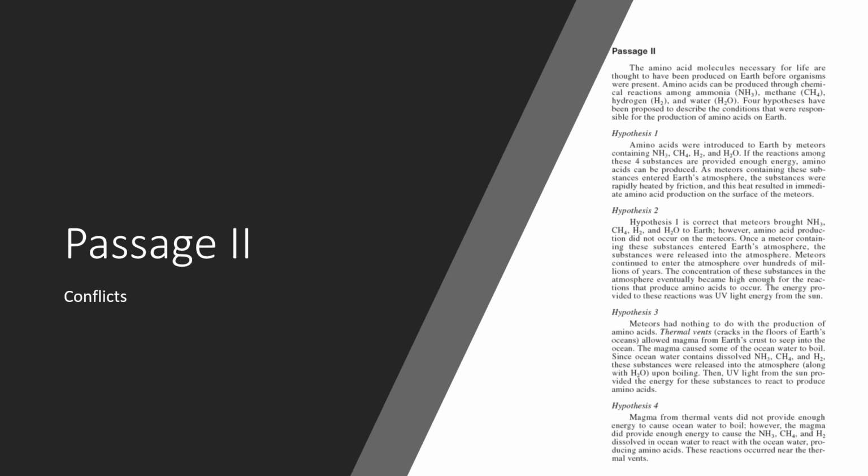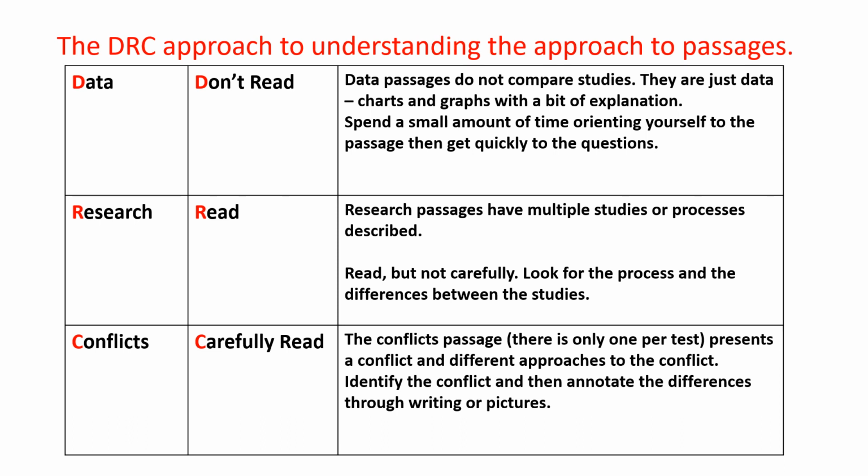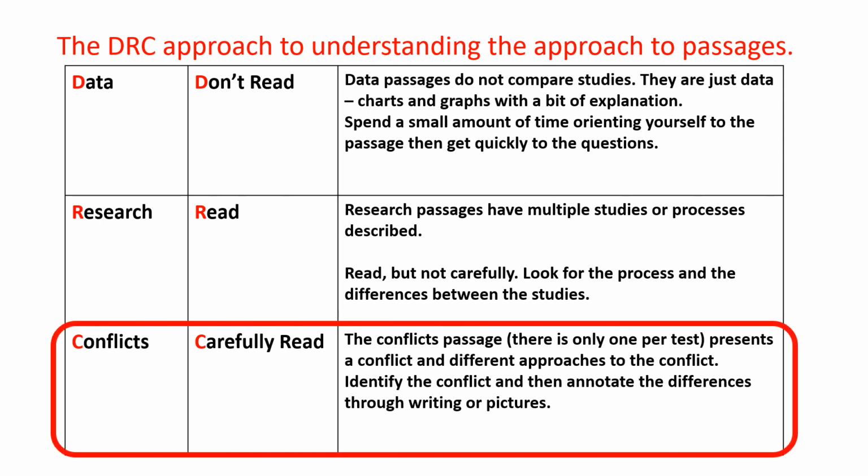This is passage 2. It's the conflicts passage. So in our DRC approach, C stands for conflicts, and carefully read. It is the only conflicts passage in a test. There's only one in each test, and you want to identify the conflicts, then annotate the differences. You're going to probably spend more time with the passage and less time with the questions than on some of the other types of passages.